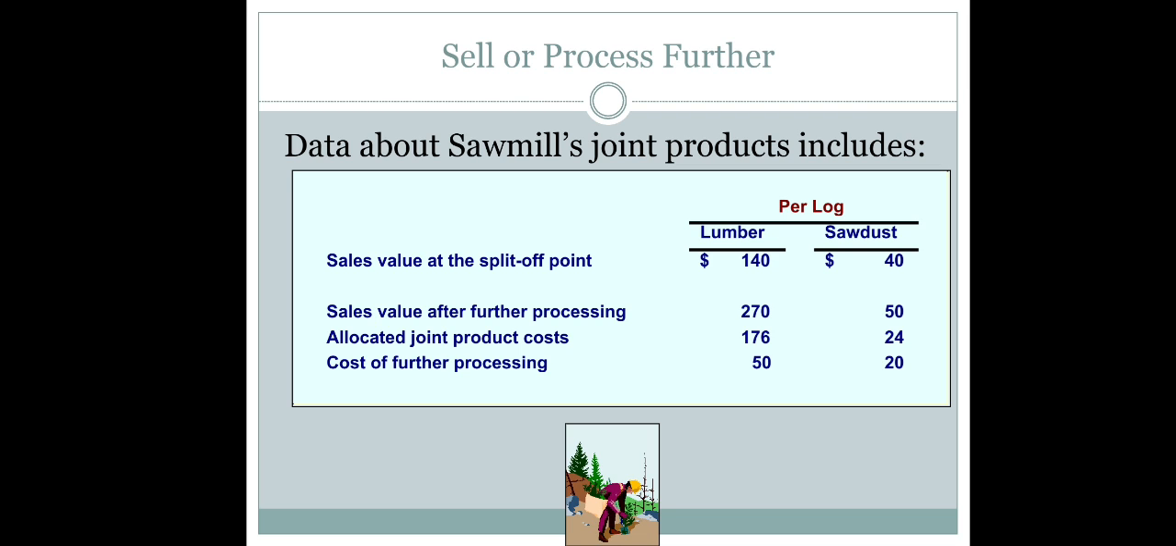This is the allocated joint product cost. The allocated joint product cost is 176 and 24. Remember, the joint product cost is irrelevant, like I told you earlier. And then the cost of processing further is like this. If the business processes the lumber further, then the cost is $50 per unit. If the business processes the sawdust to make presto log, then the cost is $20.